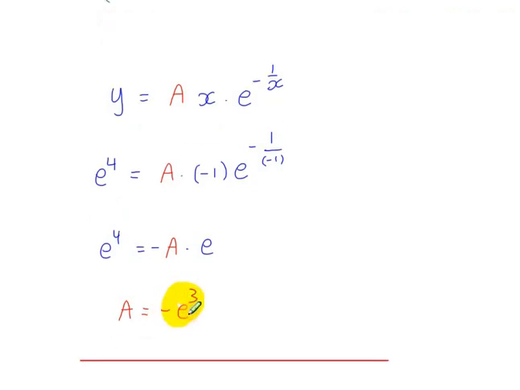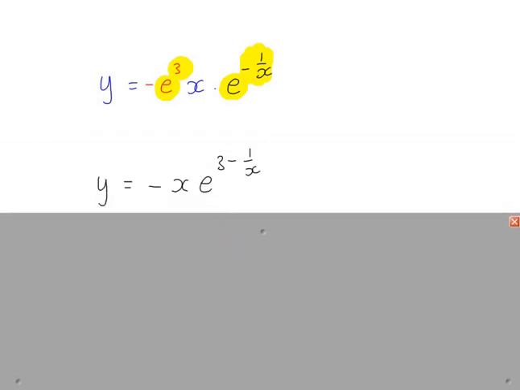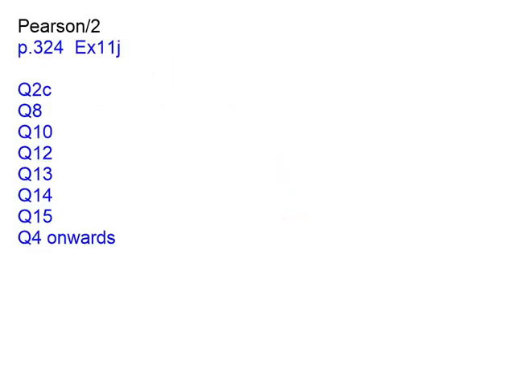Now this value we need to substitute back into here and then simplify like this, and there's a base e, there's a base e there, so these indices can be added together like so, and this is a particular solution to the original differential equation. For practice, try these questions.